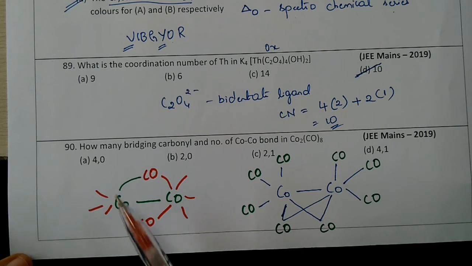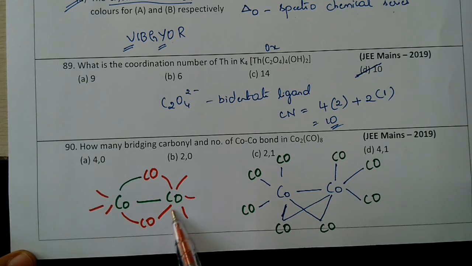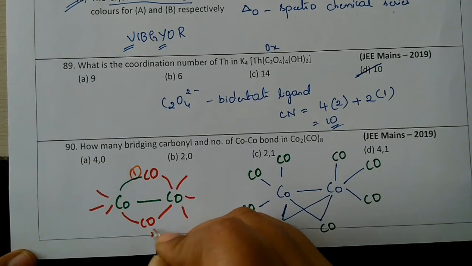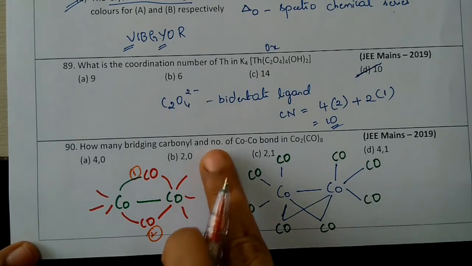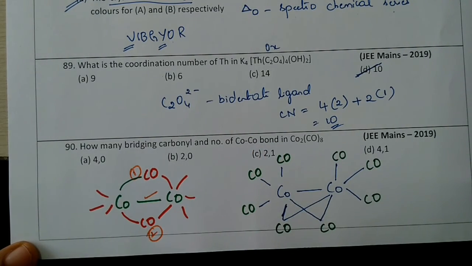So the question is, how many bridging carbonyl groups are there? Bridging carbonyls are this one, between two cobalt. So this is a bridging carbonyl, with two bonds, one bond and another. And the number of cobalt-cobalt bonds is only one. So that is 2 and 1. I hope it is clear.